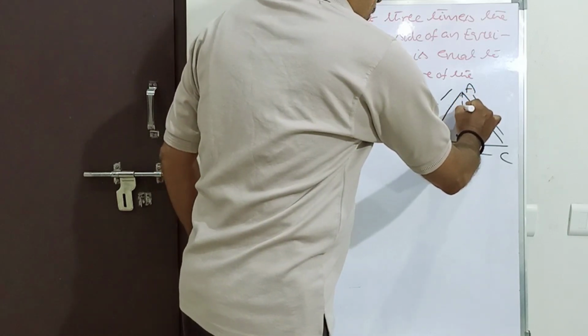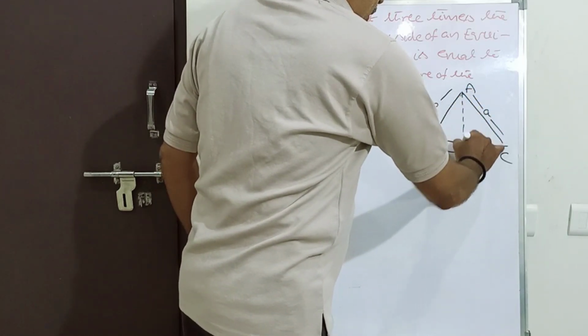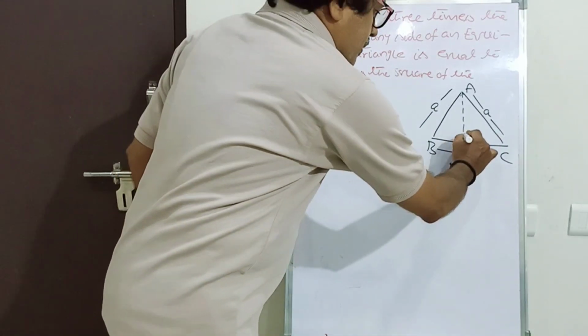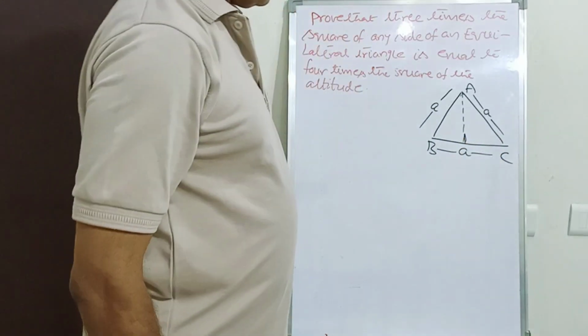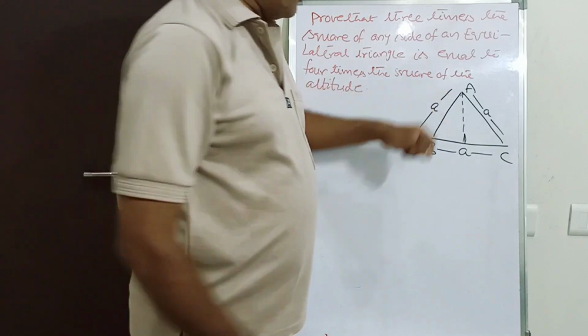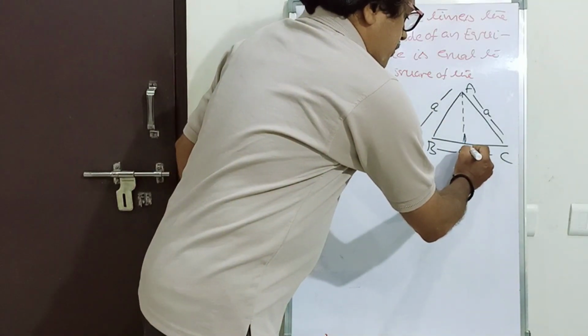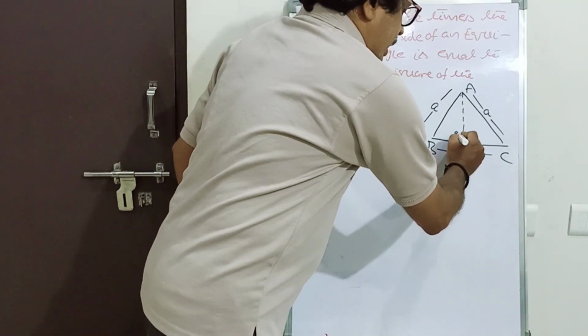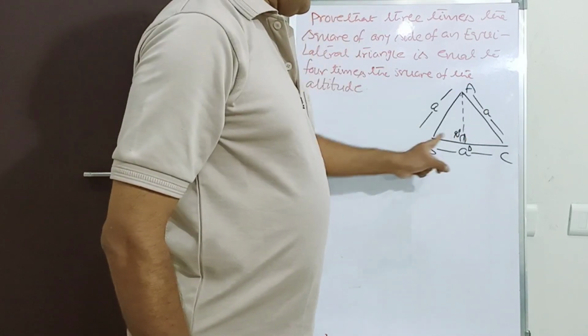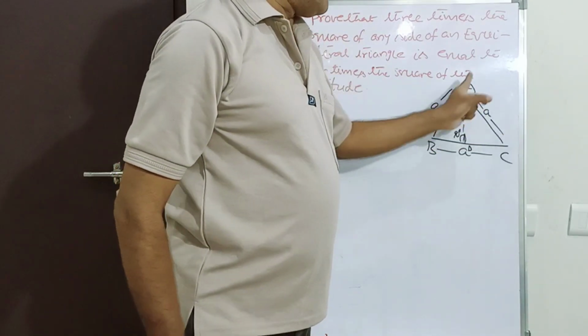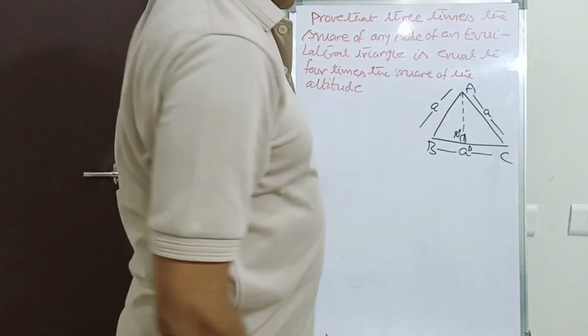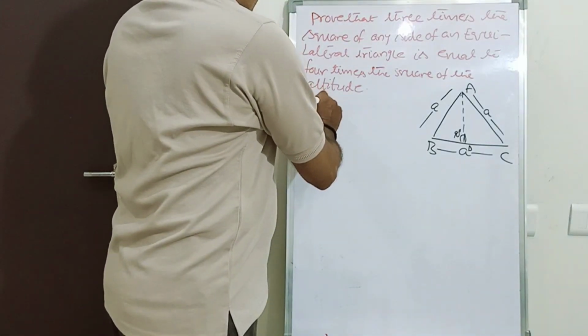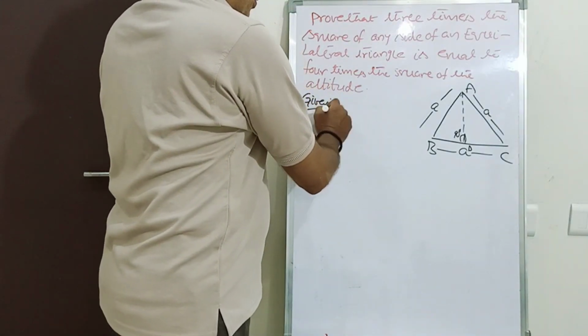Just draw an altitude or perpendicular from the vertex to the opposite side. So it divides the opposite side into two equal parts. Therefore, since it is a perpendicular, it makes an angle of 90 degrees. Angle ADB is congruent to angle ADC, and it divides this triangle into two congruent triangles. So using this given data, let us prove this result.